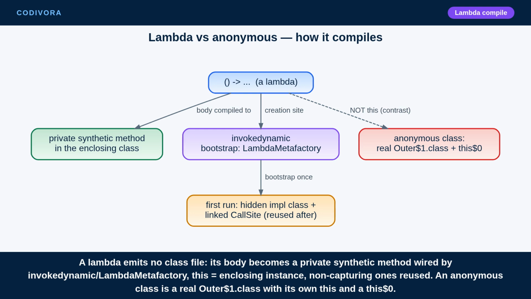Two consequences. A lambda's this is the enclosing instance, not a new object, and a non-capturing lambda is created once and reused, while new Runnable braces allocates a fresh object every time.